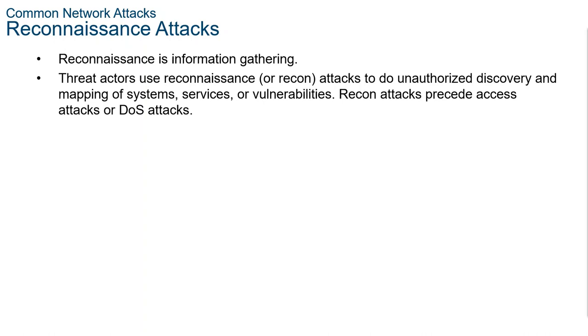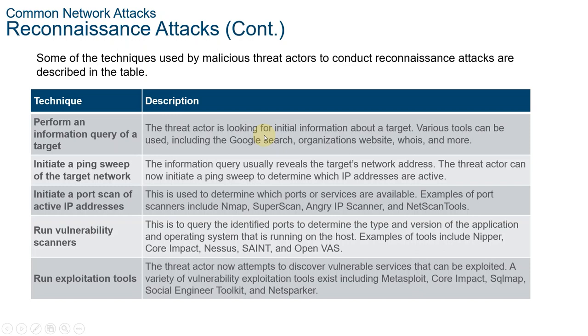Threat actors use reconnaissance or recon attacks to do unauthorized discovery and mapping of systems, services, and vulnerabilities. Recon attacks precede access attacks or denial of service attacks. Some of the techniques used by malicious threat actors to conduct reconnaissance attacks are described in this table. First, perform an information query of a target. The threat actor is looking for initial information about the target. Various tools can be used, including Google search, organization websites, Whois, and more.